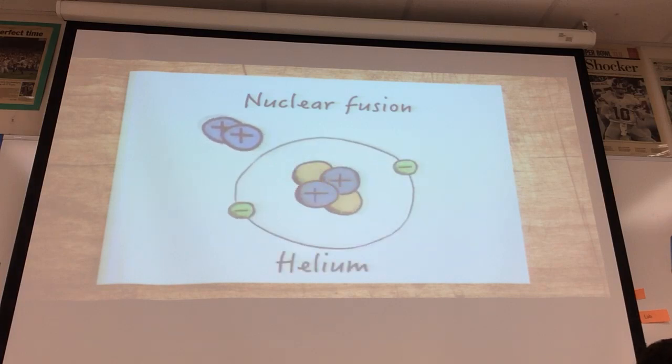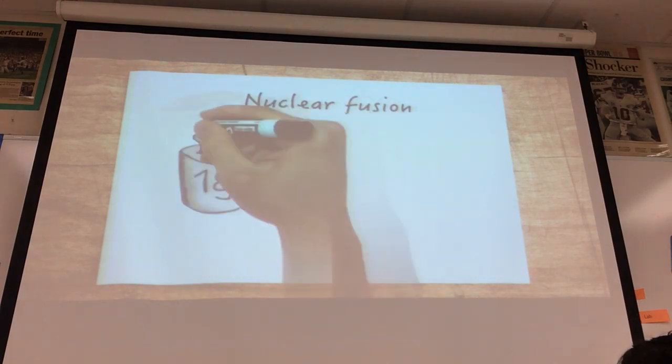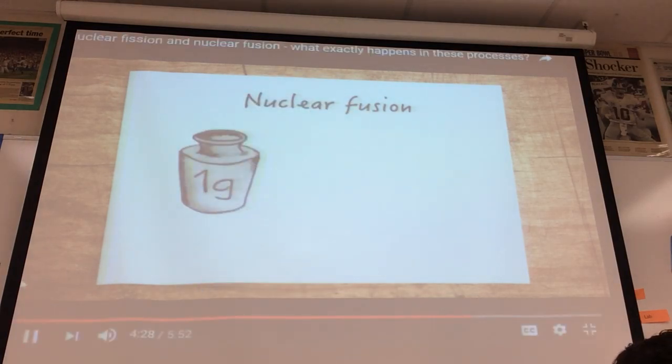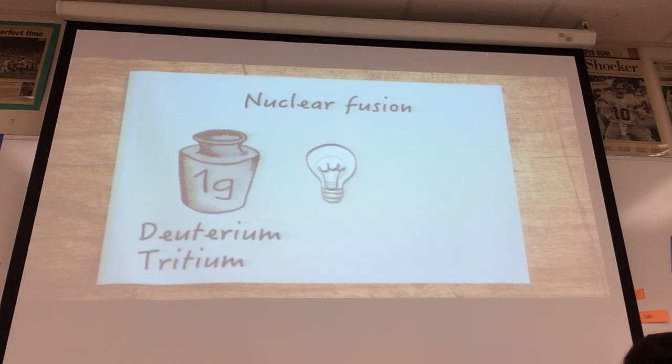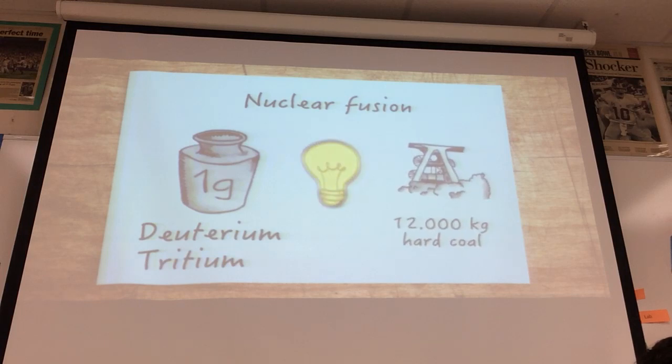But as the latter only has room for 2 protons in its nucleus, the other 2 are released, similar to the excess neutrons upon the fission of uranium. And of course, this also involves the release of a lot of energy, even more than upon nuclear fission. It would only need 1 single gram of fuel, or the hydrogen isotopes deuterium and tritium, to gain as much energy as from 12,000 kilos of hard coal.